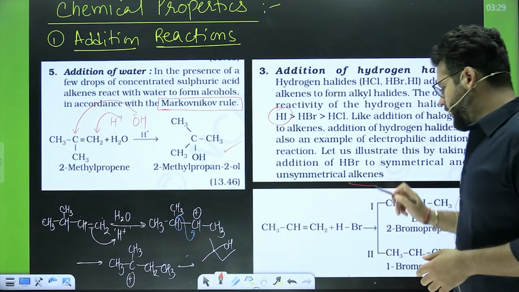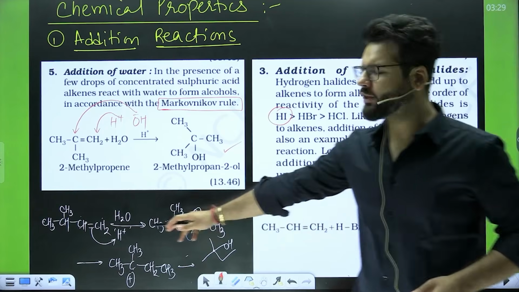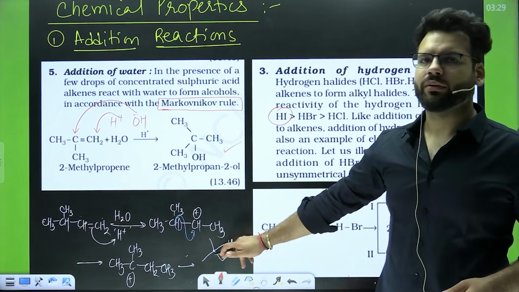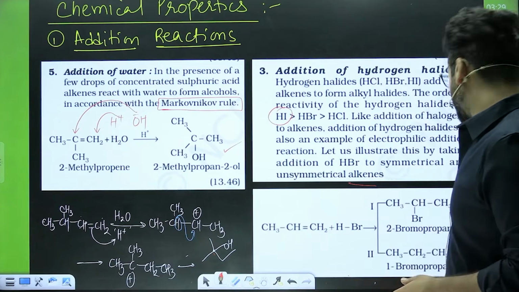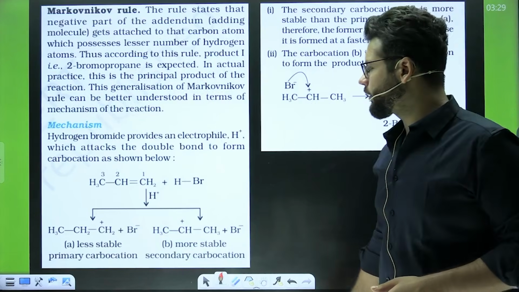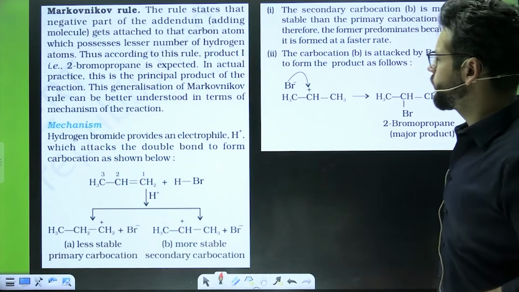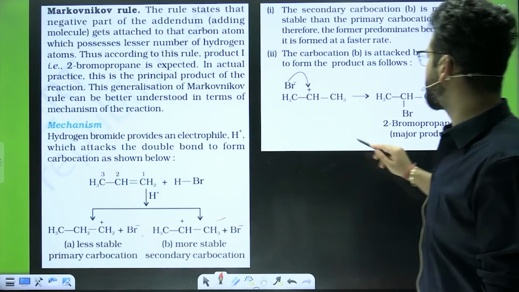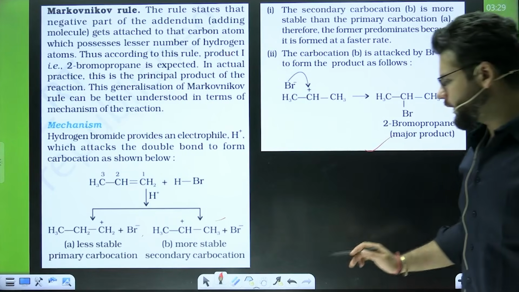So you should remember how to make the product. The same thing would happen if I add HBr. Carbocation will form, carbocation will shift, then Br will attack here. So this is about addition of HBr. What is Markovnikov rule? I have already told you. How to make the carbocation and the major and the minor product, I've already explained to you. One more example I'll show you here.